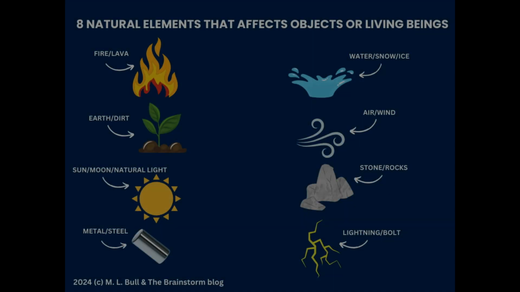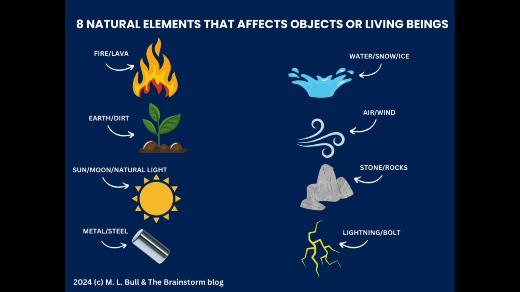Now I'm going to go over subtle details, 8 natural elements. I made a diagram of 8 natural elements that you can see here, which includes fire or lava, earth or dirt, sun or moon or natural light, metal or steel, water, snow or ice, or just the different forms of water, air or wind, stones or rocks, and lightning or bolts.